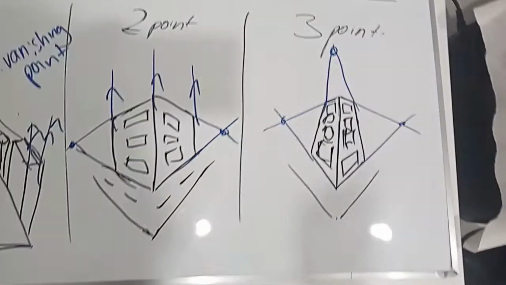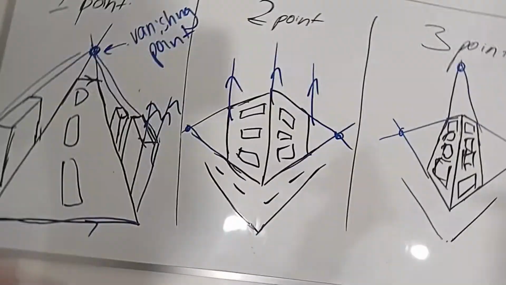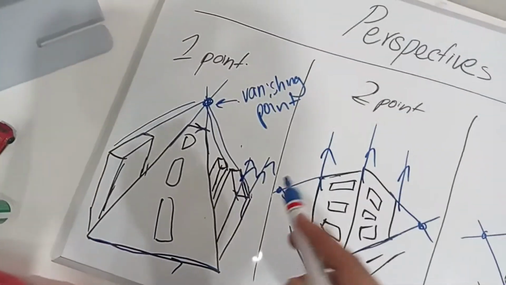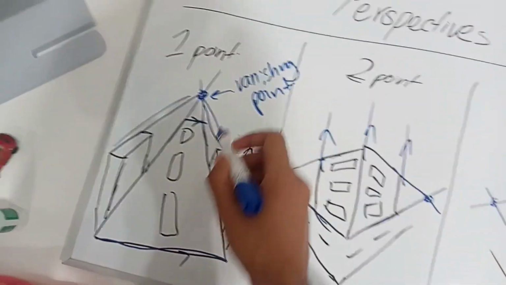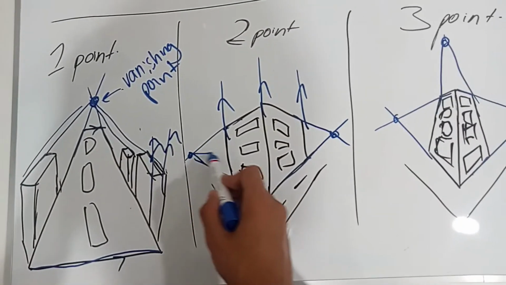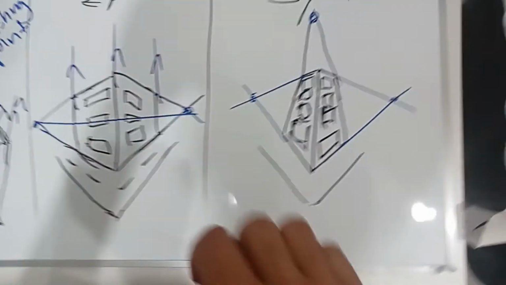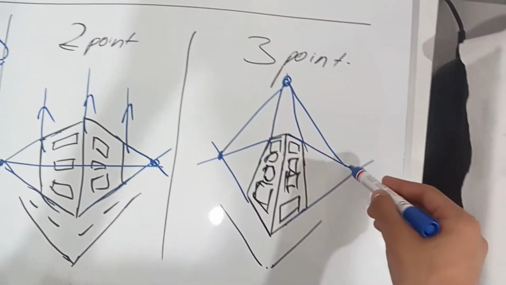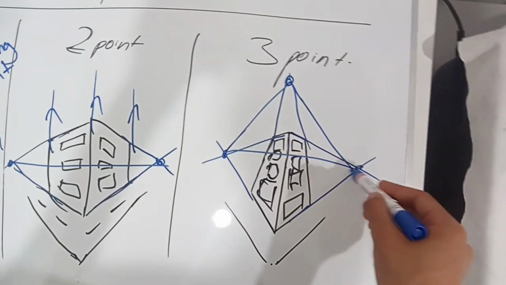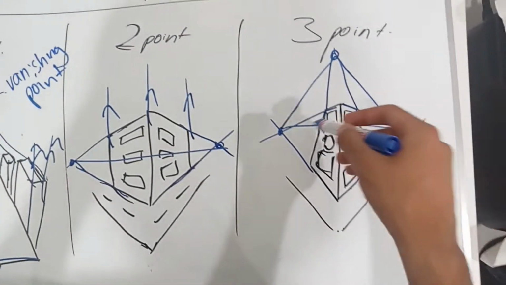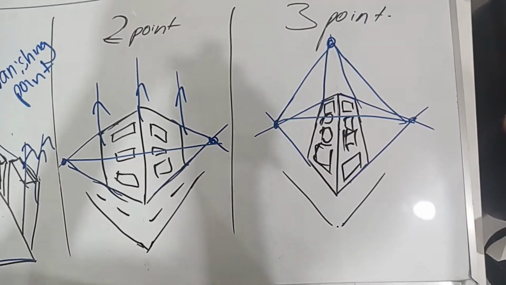Now, here is my insight. Here is what I've been trying to explain. So, with one vanishing point, I just have a dot. With two vanishing points, I can draw a line. And with three vanishing points, I can create a triangle. And this triangle will exist in a three-way Cartesian plane.